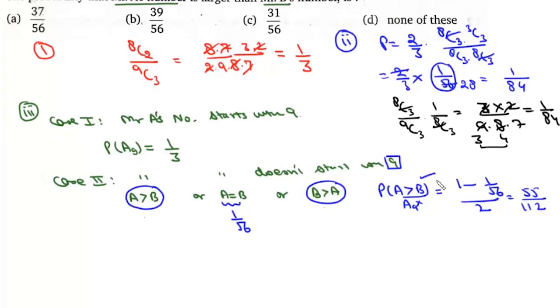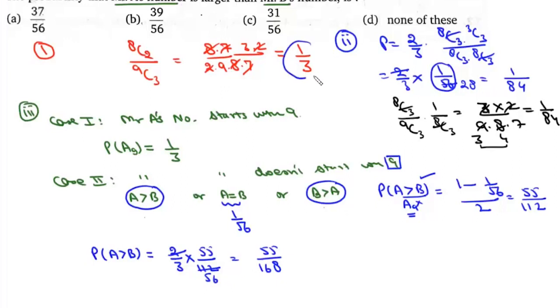Now this number is greater than 9 when A doesn't choose 9. So the probability that A chooses a number greater than B, if it is not 9, will be the probability of not choosing 9, which is 2 by 3, into 55 by 112. Now this is 56, that will be 55 by 168.